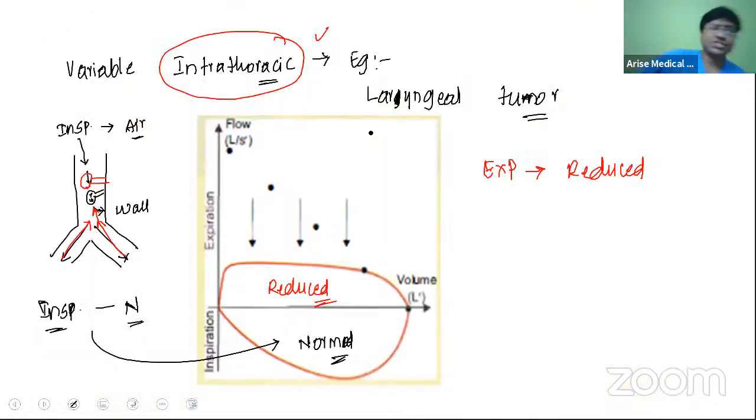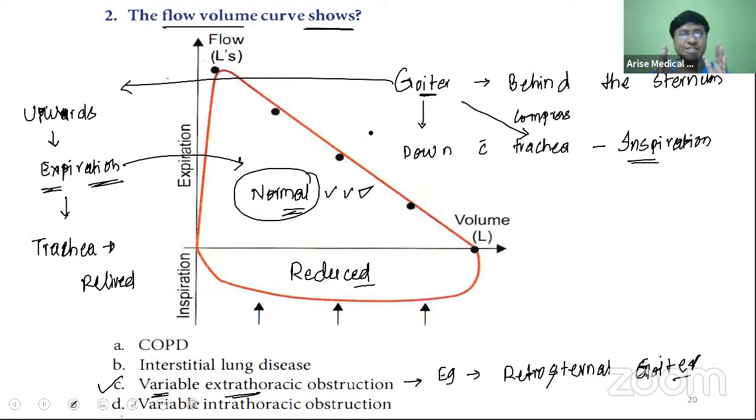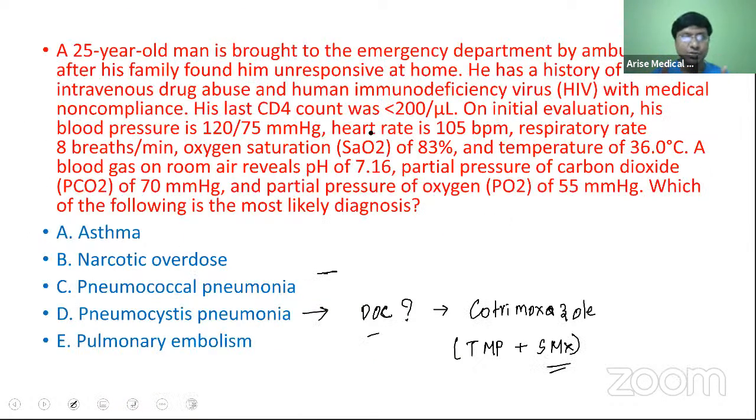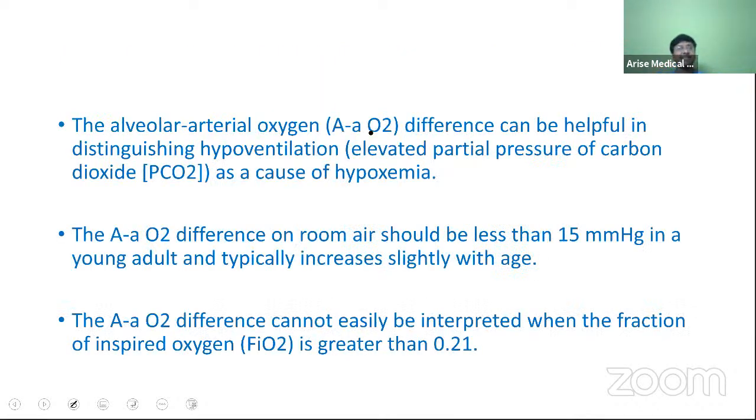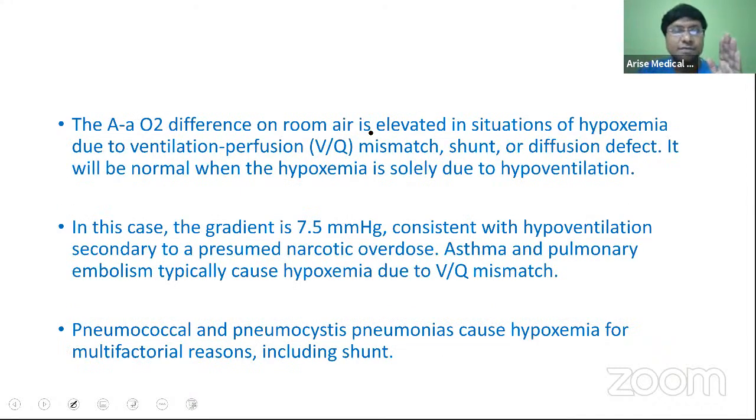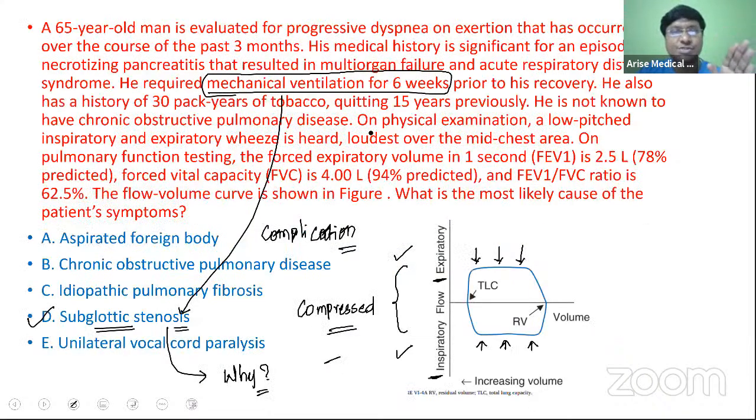So in the first question, what is the take-home message? In case of narcotic overdose, there will be respiratory suppression and there will be respiratory acidosis. That's the take-home message of the first question. Now the take-home message of the second question: in case of long-standing mechanical intubation, there will be subglottic stenosis. And when you do a pulmonary function test, you will see a box-shaped appearance in subglottic stenosis. Next.